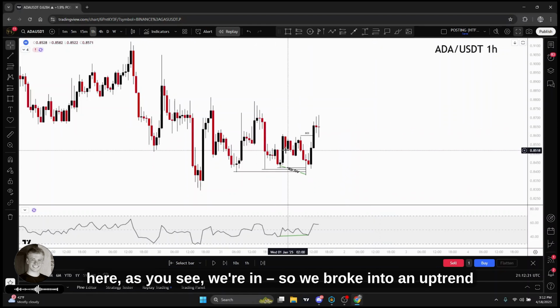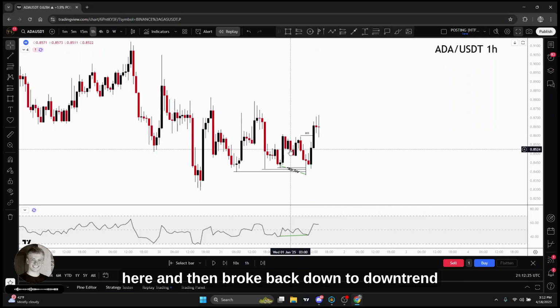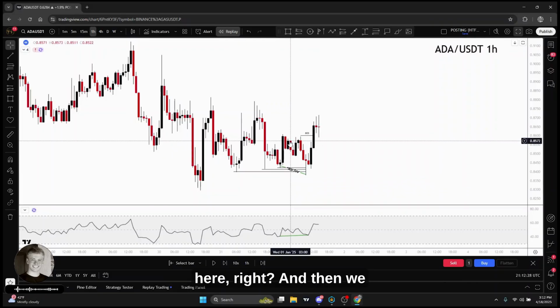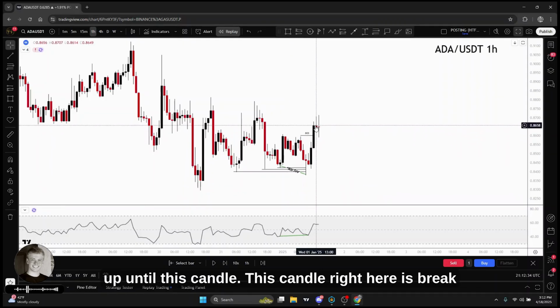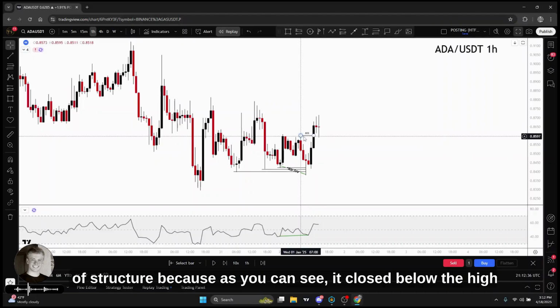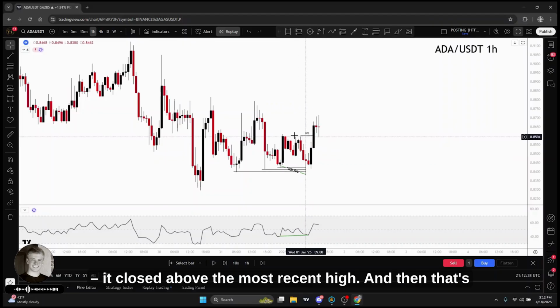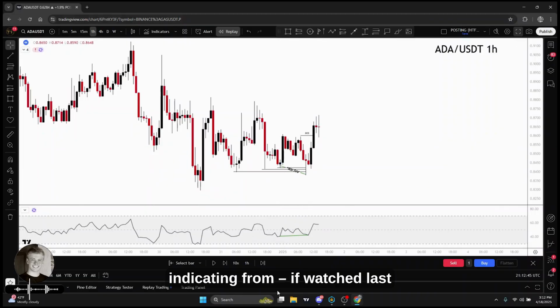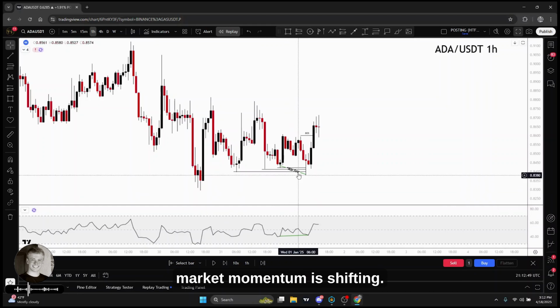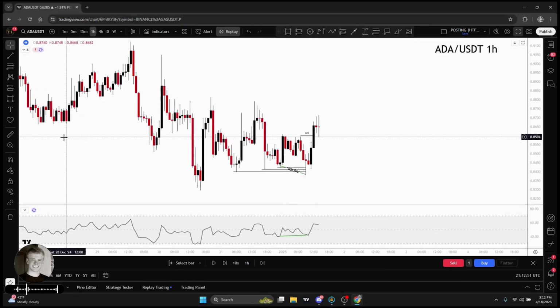So right here, as you can see, we broke into an uptrend here, and then we broke back down to a downtrend here, right? And then we didn't close above this high, so we're still in a downtrend up until this candle. This candle right here is our break of structure, because it closed above the most recent high, and that's supported by our RSI divergence, from last week's video, indicating that market momentum is shifting.